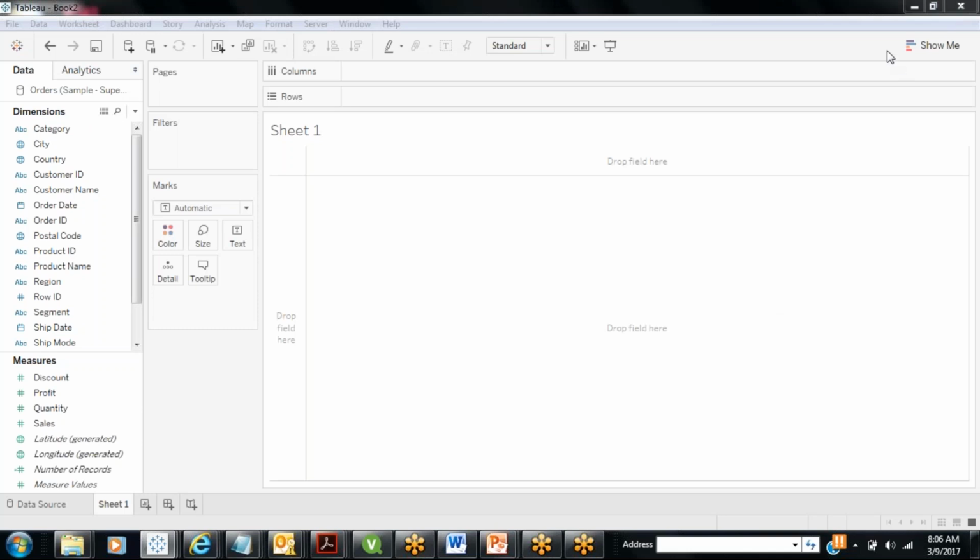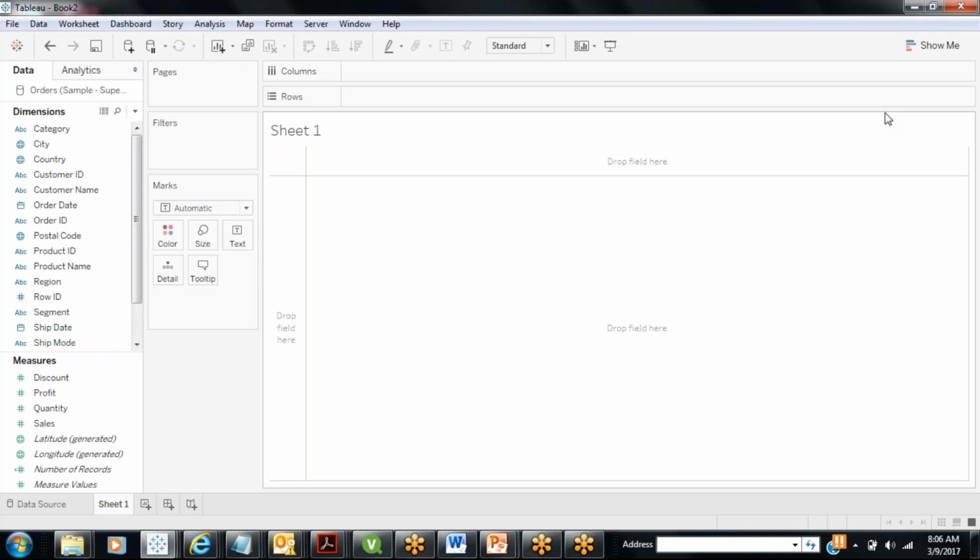So in yesterday's class, we have seen the first 7 quick table calculations: running total, difference, percent of total, rank, percentile, and moving average. And the formulas we have seen.